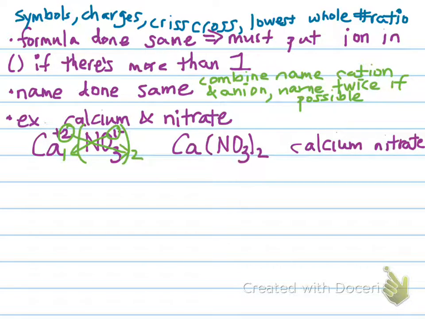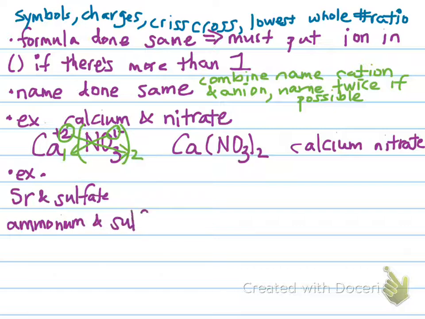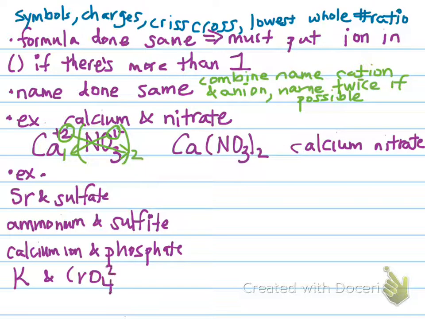So, again, I have some examples that I want you to try. Strontium and sulfate, ammonium and sulfite, calcium ion and phosphate, and K and CrO4 -2. For these, write the formula and name them. Again, if you need more time, which you probably do, pause the video, go ahead and do them, and then listen as I work through them to make sure you've done them correctly.